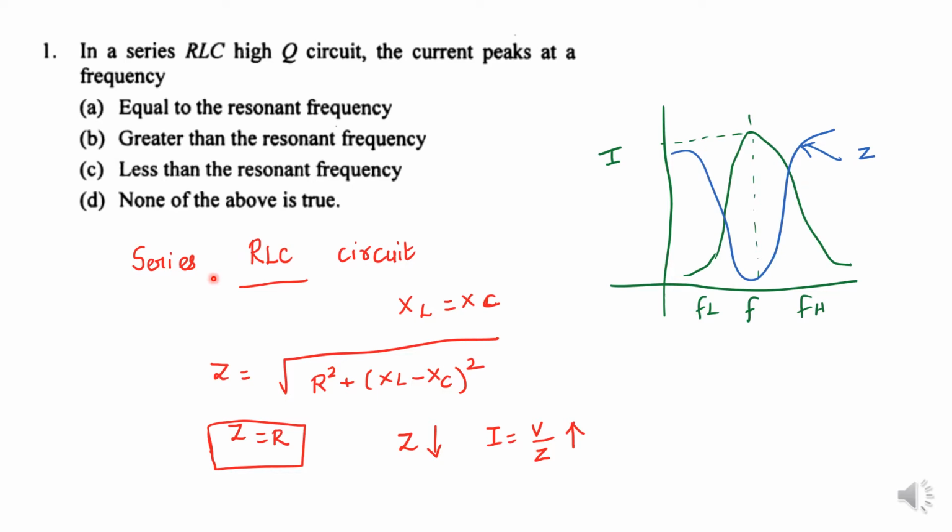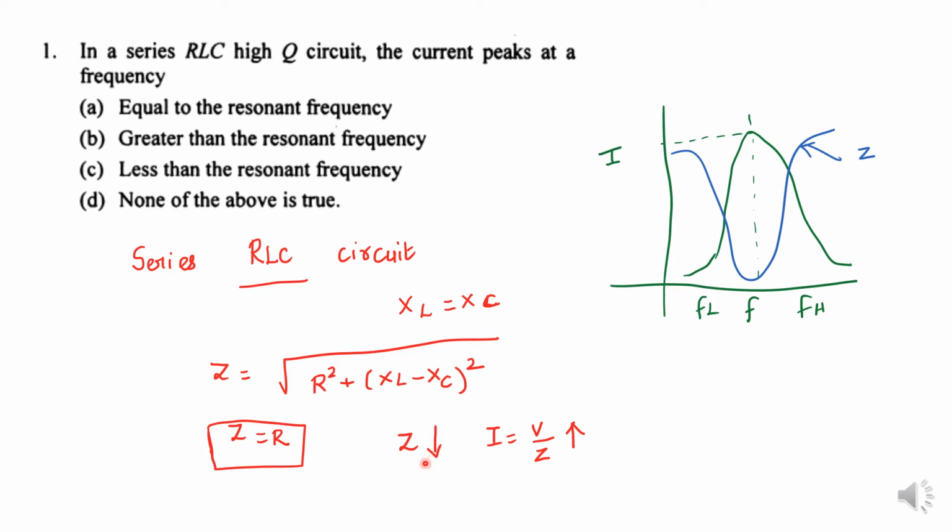A series RLC circuit consists of a resistance, an inductance and a capacitance connected in series. The condition for resonance is XL equal to XC. What is the impedance Z? Z equals square root of R square plus (XL minus XC) the whole square. When XL equals XC, the term gets cancelled and Z equals R.